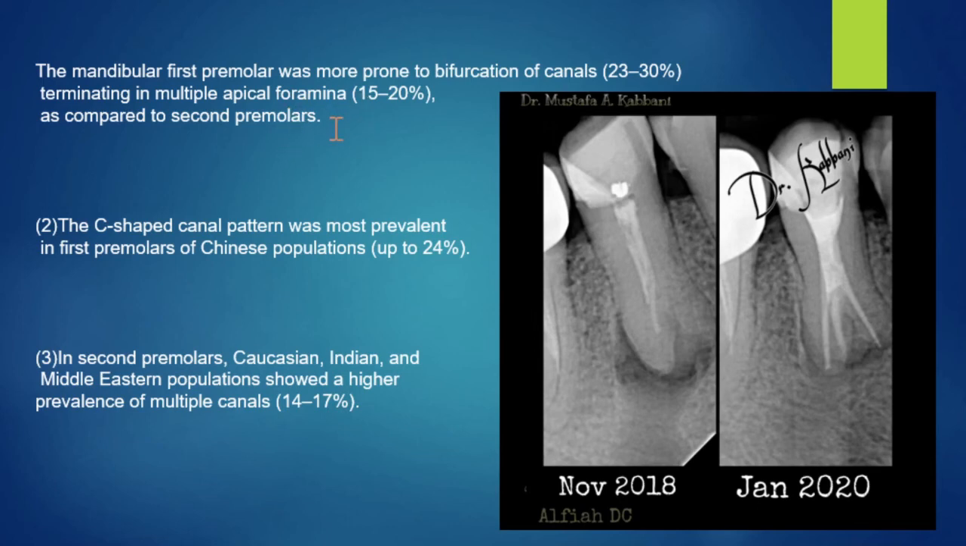And when we talk about genetics, we have to expect a C-shaped canal pattern in the first premolar of the Chinese population, while in the second premolar, Caucasian, Indian, and Middle Eastern populations show a higher prevalence of multiple root canals.